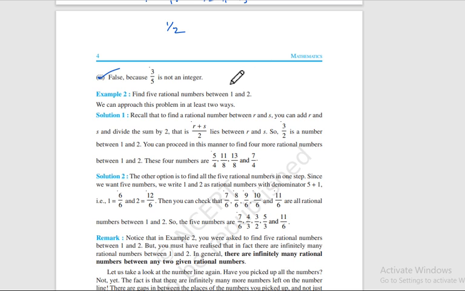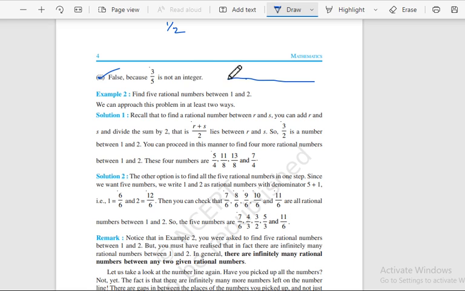Let us draw a number line. Let us say this is 0. This line looks very bad. Let me draw a little better. It does not look good. So let us draw a number line. Yes, this is much better.